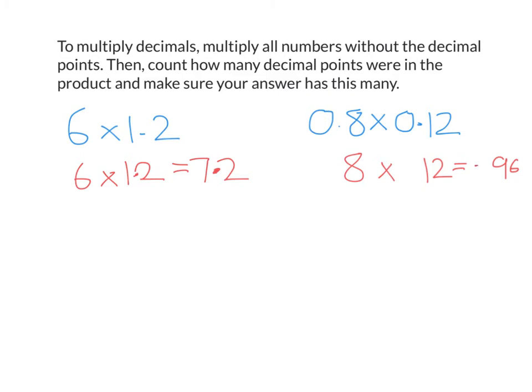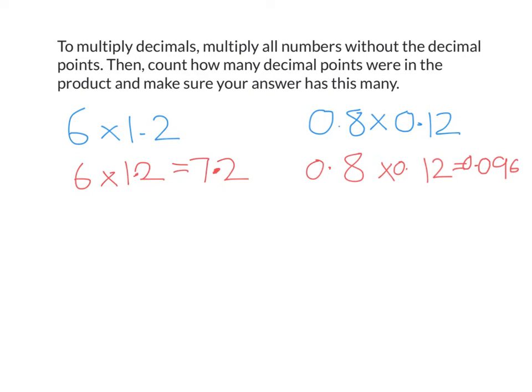See, the problem is there's only 2 numbers after the decimal point. So to make 3 numbers, I'm going to add in a 0. Now there are 1, 2, 3 numbers after the decimal point. So 0.8 times 0.12 is equal to 0.096. 1, 2, 3 numbers after the decimal point in the original numbers, 1, 2, 3 numbers after the decimal point in my answer.